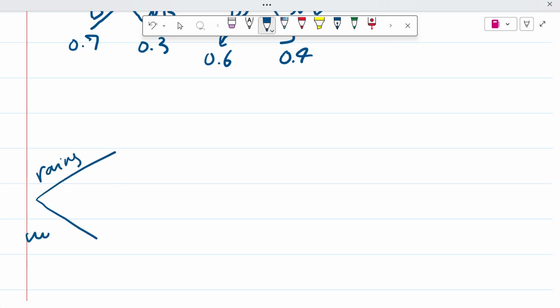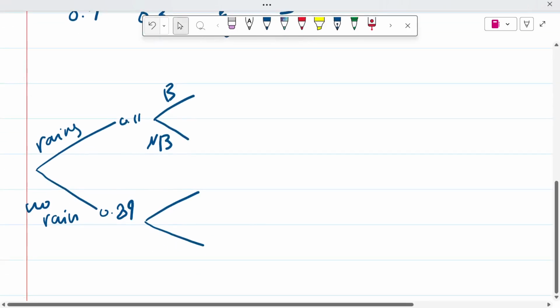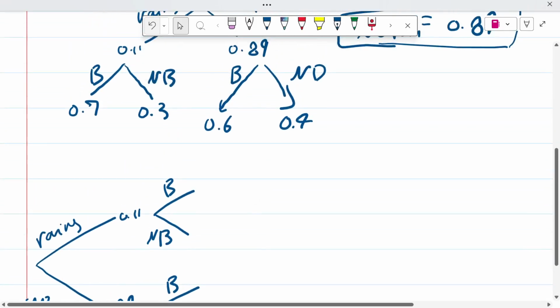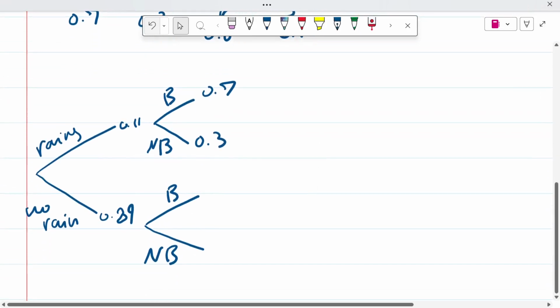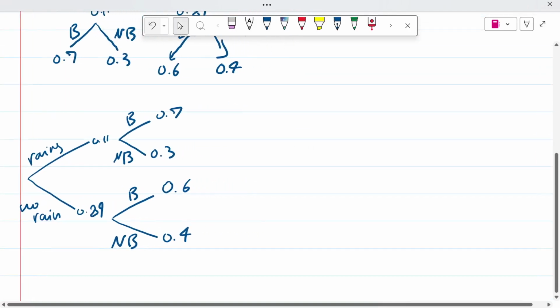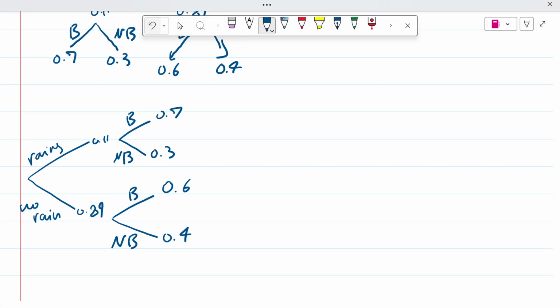Rains, no rain, 0.11, 0.89, right? If it rains, she might go to school by bus, or she might not go to school by bus. And the same two scenarios we have if it doesn't rain. She might take the bus and she might not take the bus, right? So for the bus, it's going to be 0.7, 0.3, 0.6 and 0.4. Now this is a tree diagram. Now look, this looks way cleaner. This is why we write it this way, because this is just how we write it.